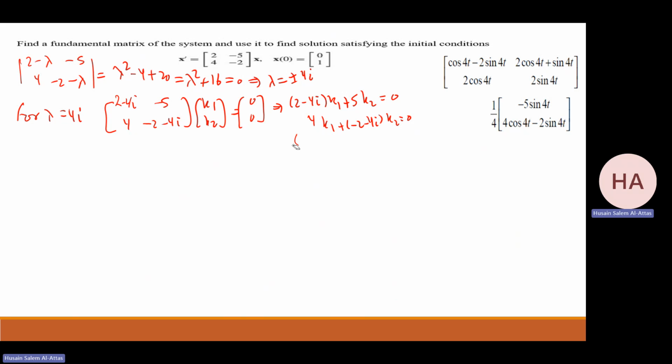I can divide the second equation just to be sure they are the same. This is like a checkpoint. Now divide this by 2, so you have 2k1 minus (1 minus 2i) k2. Multiply this by 1 minus 2i, you will get 2 minus 4i. So we multiply 1 minus 2i with minus 1 minus 2i, you should get 5, or otherwise there is a problem.